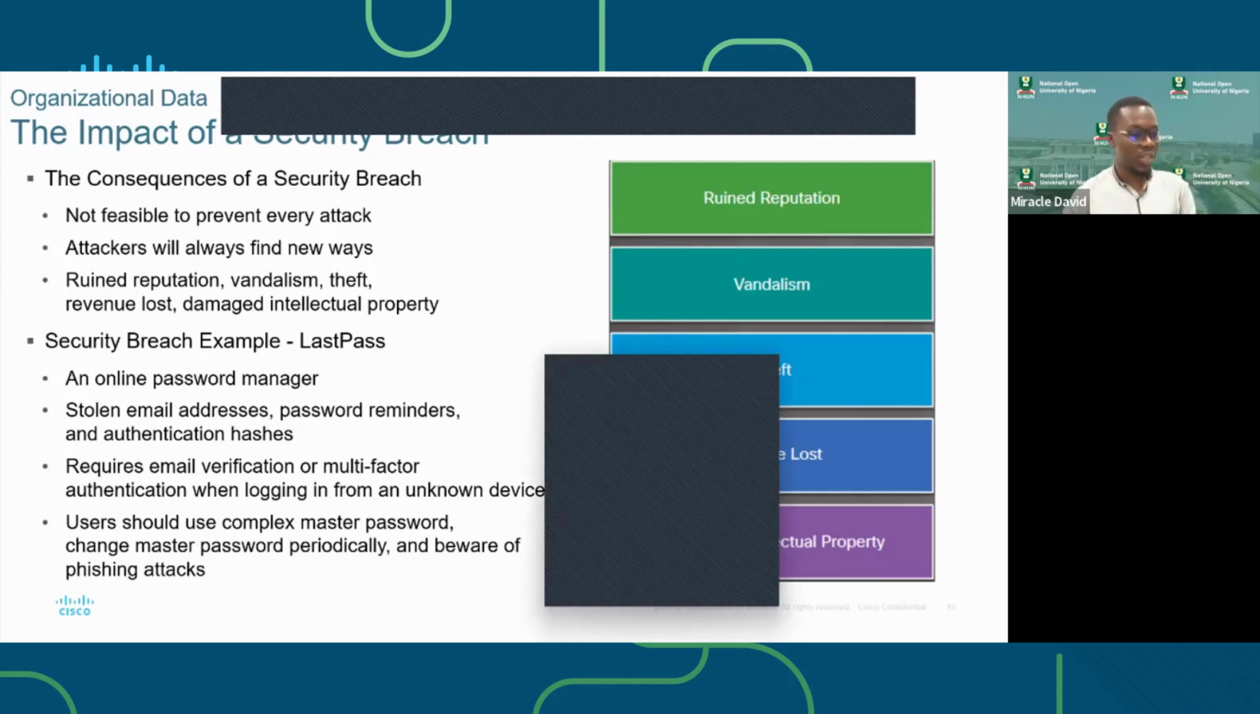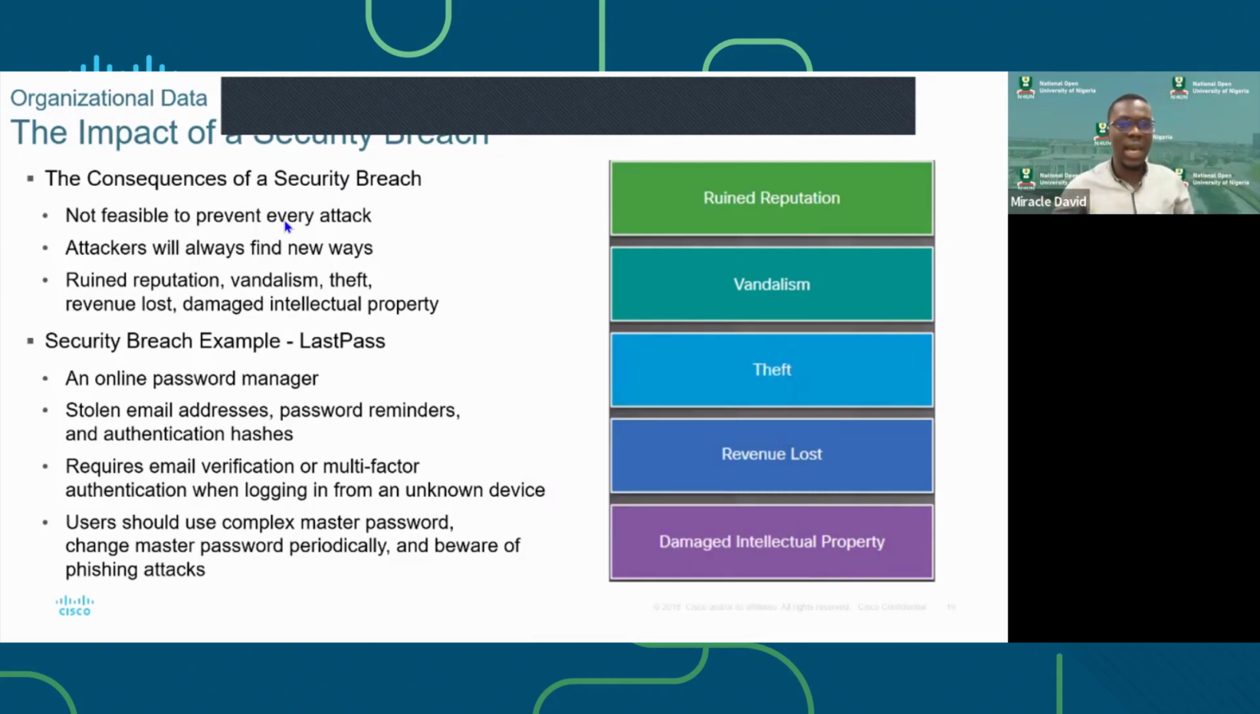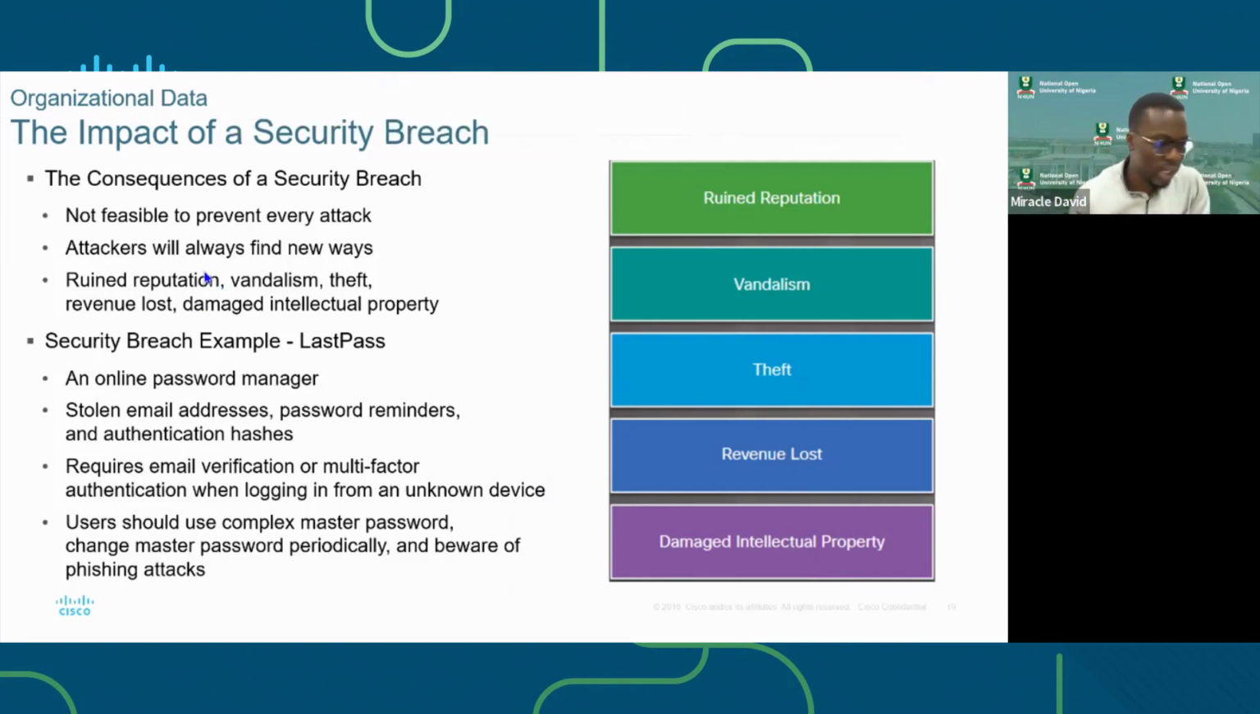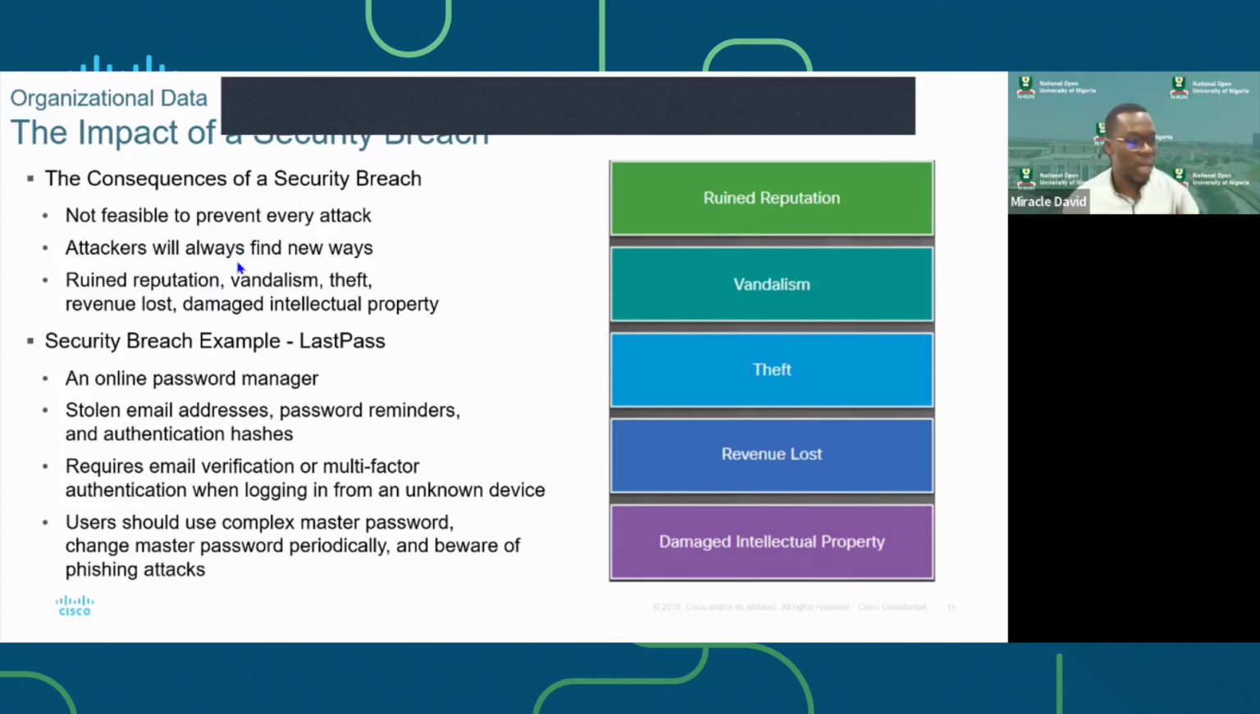But of course, one can also mitigate the attack to ensure that a lot of these data breaches are detected on time, and there's no huge financial loss at any point in time. So attackers will always find new ways, and this impact can lead to ruined reputation. Now you can see that ruined reputation is even above revenue loss.